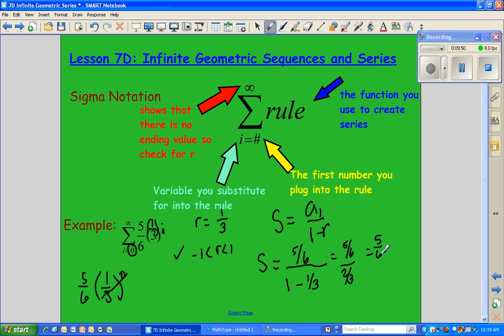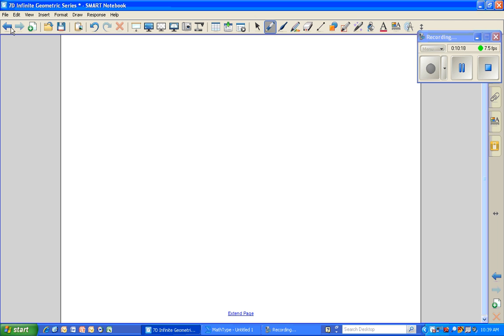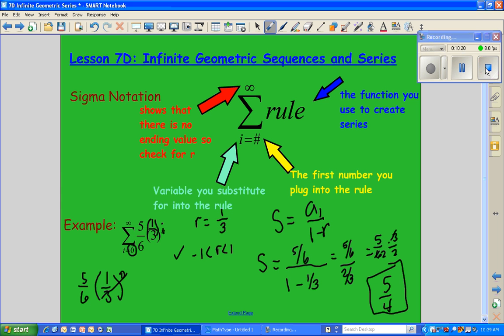All right, so 5/6 times 3/2 means that we are going to have a sum of 5/4. Okay, so infinite geometric series are nice because it helps you be able to find the sum of something that you wouldn't normally think that you could work with. But it does have some strict regulations, and you got to make sure you satisfy those before you start trying to plug things into the formula. All right, so if you would, go ahead and try the activity for lesson 7D, and let's see how you do with it.